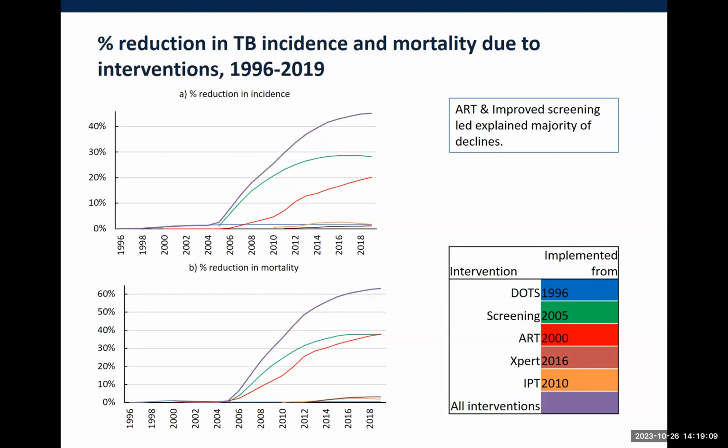When we looked at the interventions that led to the most impact, blue is for DOTS, green represents intensified screening, and ART is in red. What is clear is that ART and intensified screening explained the majority of the declines throughout the period from when they were implemented. The other interventions, IPT, Xpert, and DOTS, led to reductions ranging between 0.2 and about 4% over this period.